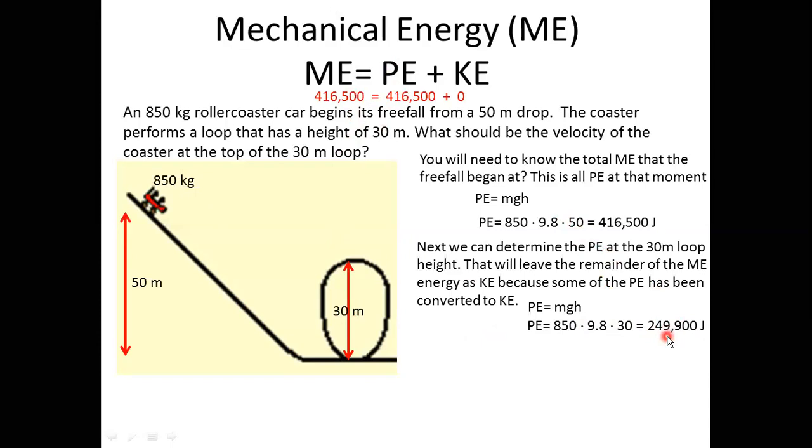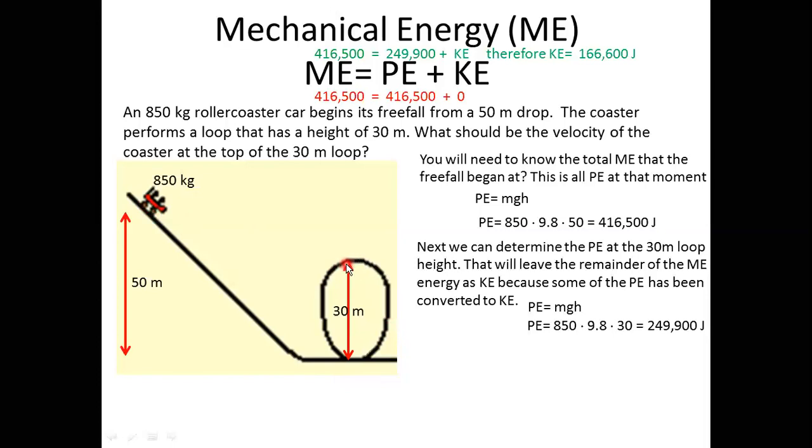This lower amount, 249,900, becomes the new amount of potential energy. The initial sum of energy to begin with never changes, however. So that means our original 416,500 joules of energy compared to, at 30 meters, 249,900 joules of energy, that remaining amount is motion, kinetic energy. Some of that energy from the original point has been converted into motion.